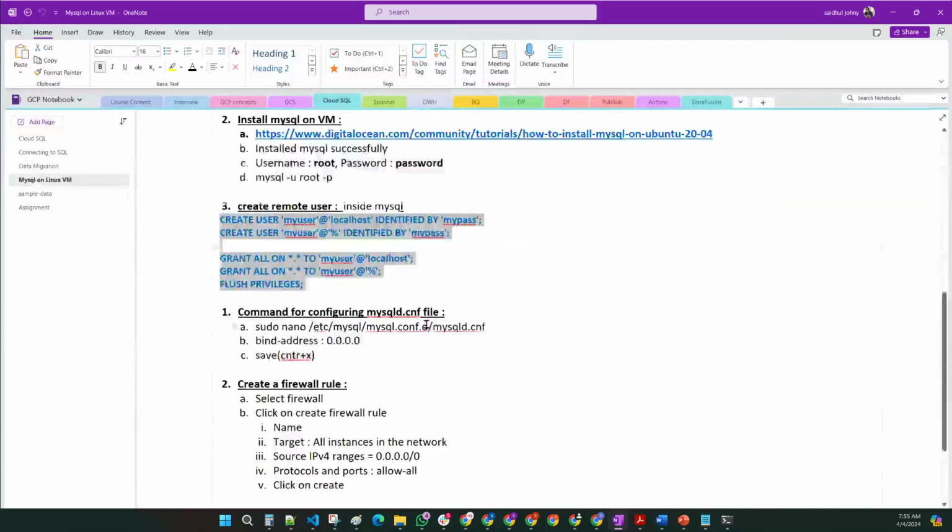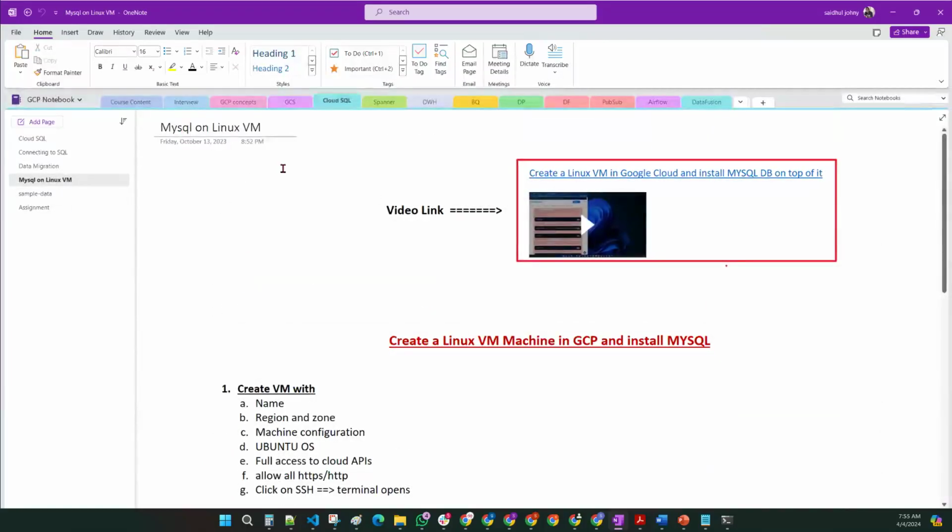Okay, so how do we do that? For that, I have MySQL. You need to install it on top of the virtual machine. Some of it you have to plan as well.